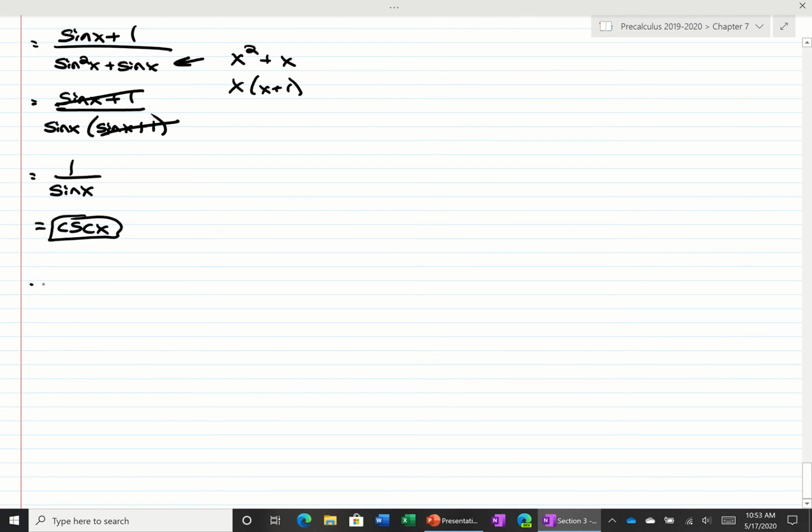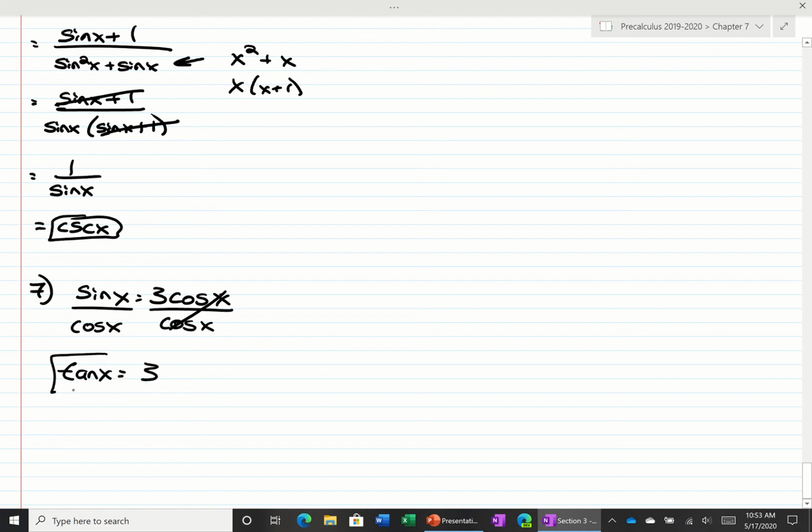Number 7 and 8, those are pretty straightforward. It's like the last example we did, where we have sine of x is equal to 3 cosine of x. We want to get a single trig function equal to a number. Well, let's get that 3 by itself. We're multiplying by cosine. Divide by cosine. Sine over cosine is just tangent. So we get a single trig function by itself.